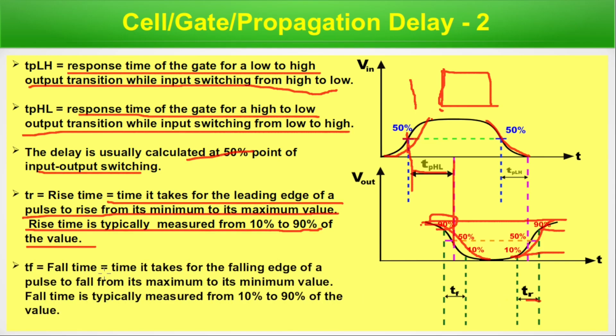Similarly, fall time: the time it takes for the falling edge of a pulse to fall from its maximum to its minimum value. Fall time is typically measured from 90% to 10% of the value. So we are done with this slide. Now let's move to the next slide.